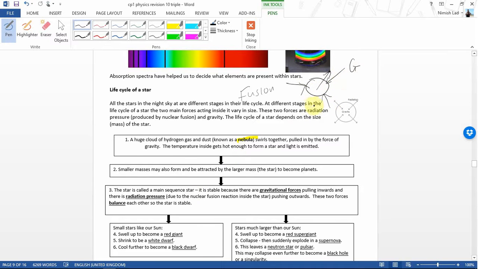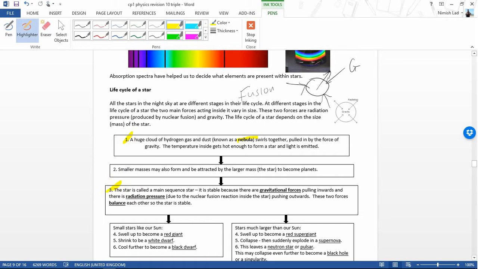Any small masses that are left behind from this process go on to make other planets. When the star is in its main sequence, these gravitational forces that are pushing in are balanced by the radiation pressure or fusion pushing outwards. They're balanced, so the star is stable in its main sequence. So first is a nebula, then it ends up being main sequence.